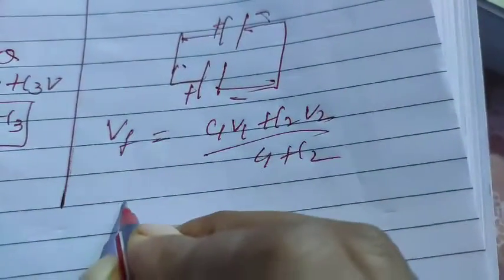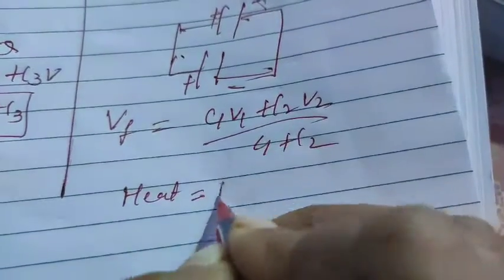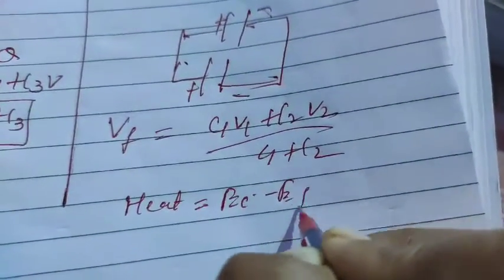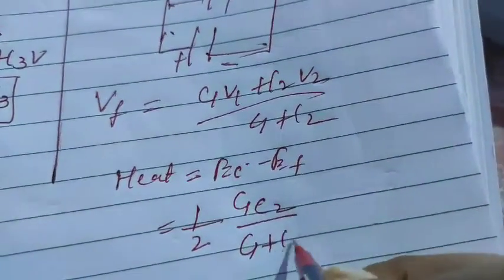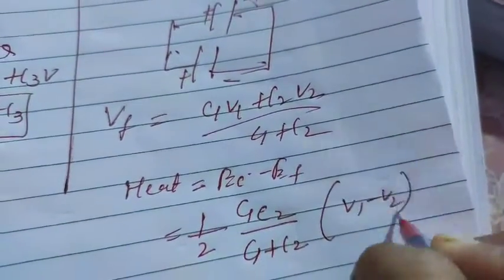And what is the energy or heat? Heat is Ei minus Ef. And overall, if you solve it, you just have to remember the formula: C1 C2 (V1 minus V2) whole square, divided by 2(C1 plus C2).